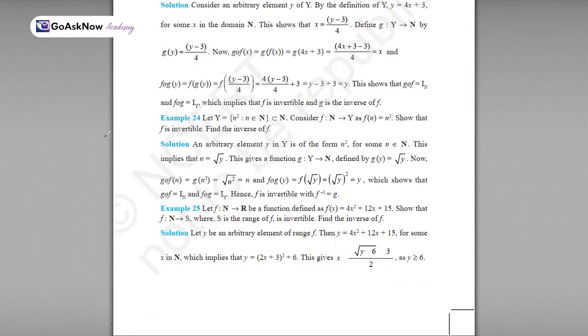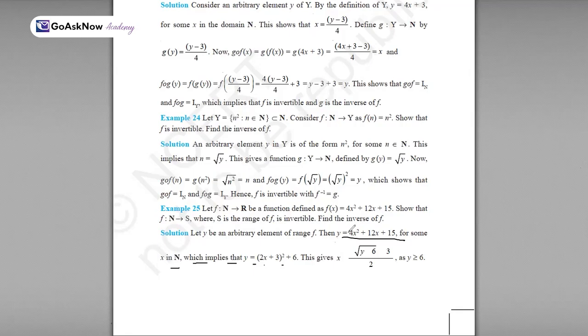So let y be an arbitrary element of the range of f. If y is any arbitrary element of the range of f, then y will be equal to what? 4x² + 12x + 15, because f(x) is the value of this function. So y = 4x² + 12x + 15 for some x belonging to N, where x is a natural number.